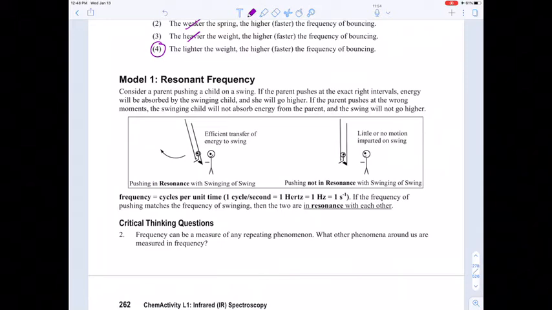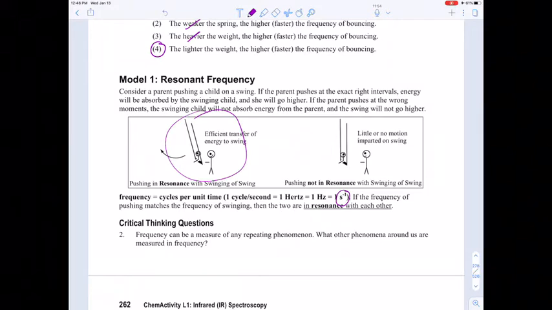Frequency equals cycles per unit time, often given in hertz. And sometimes, actually frequently, we'll see it with units of inverse seconds. If the frequency of pushing matches the frequency of swinging, then the two are in resonance with one another, like we see over here.